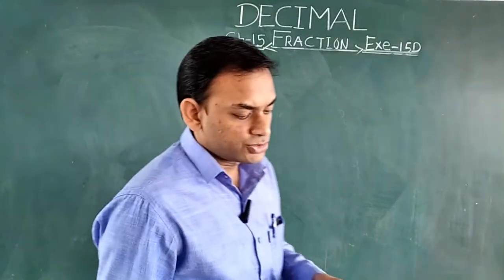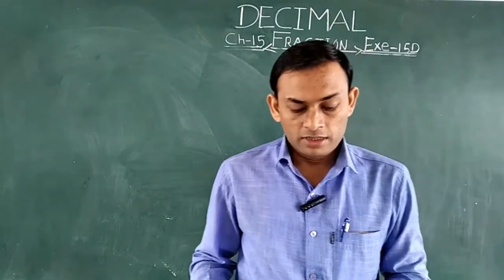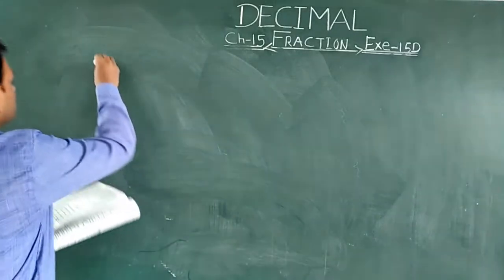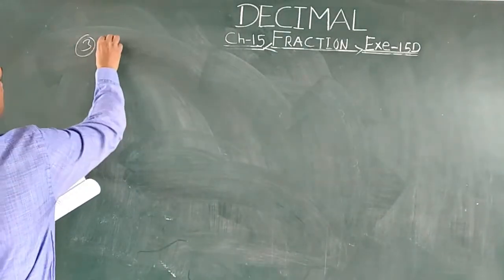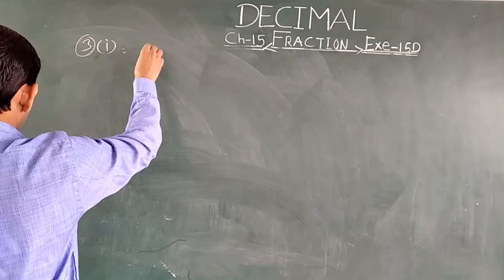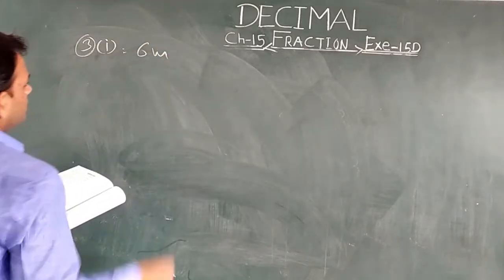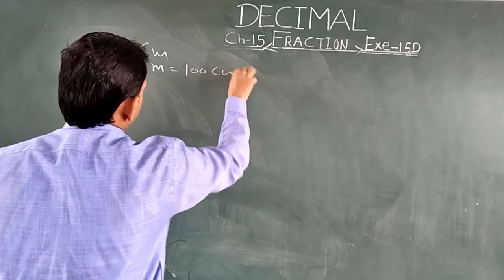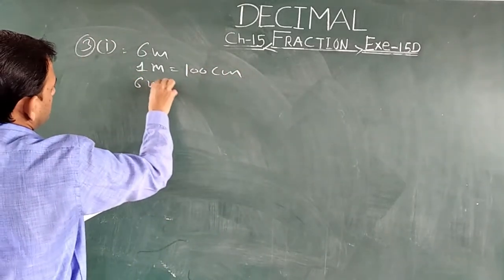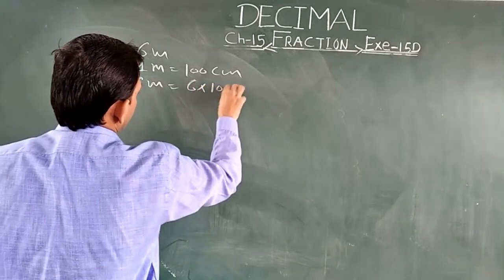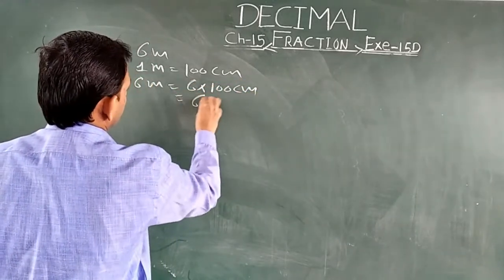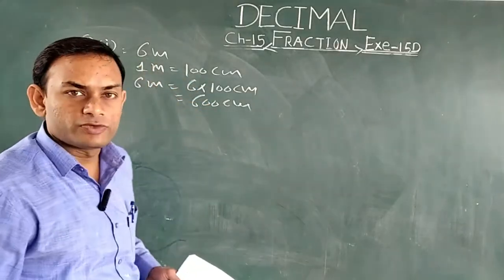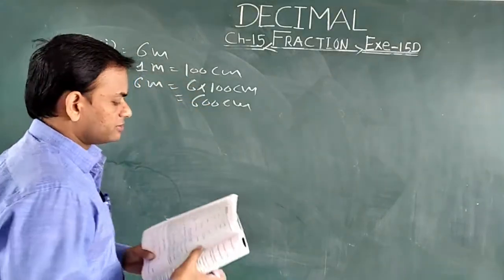Now the third question, express in centimeter. The value is given in meter and you have to change it into centimeter. The first part is 6 meter. As you know, 1 meter is equal to 100 centimeter. So 6 meter will be 6 into 100 centimeter, which means 600 centimeter. We are changing high to low unit, so you will multiply.